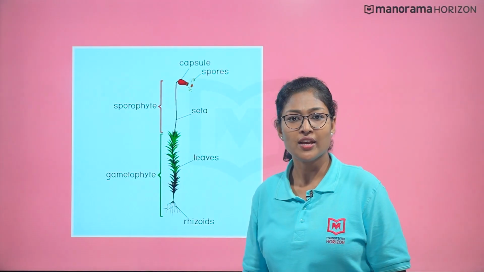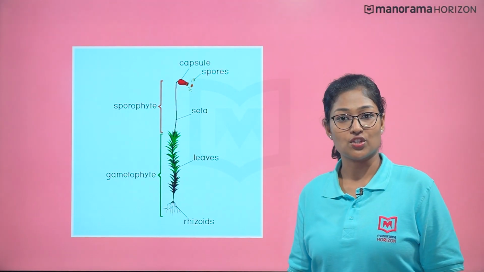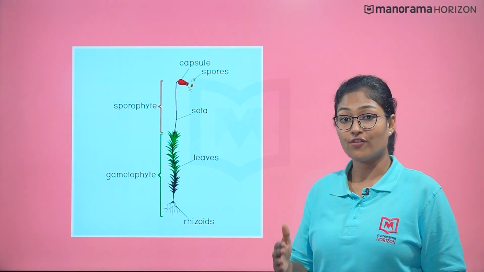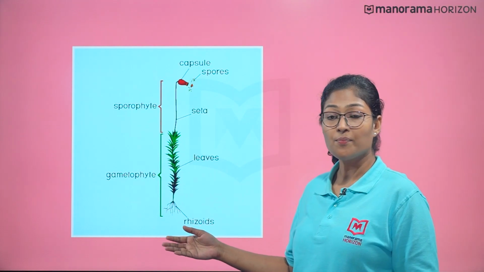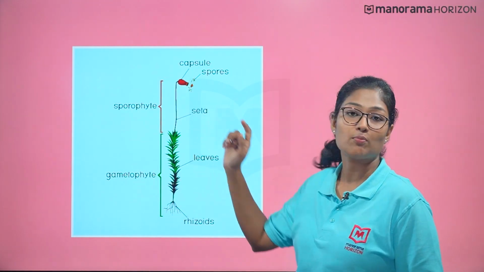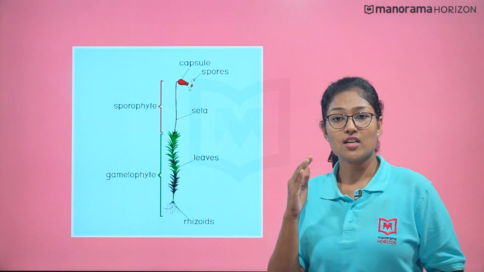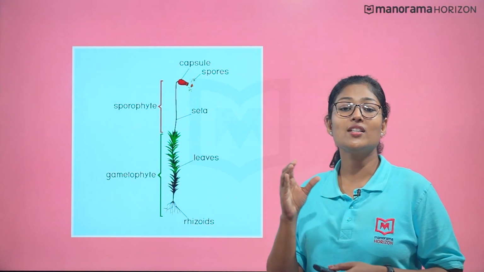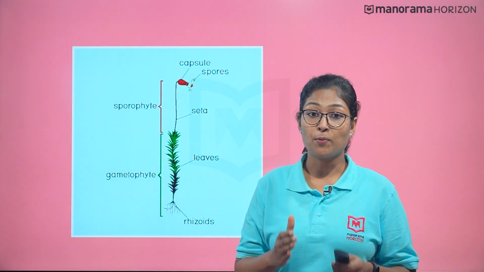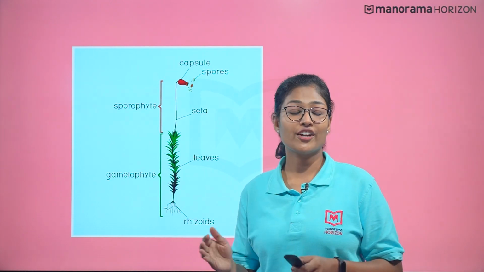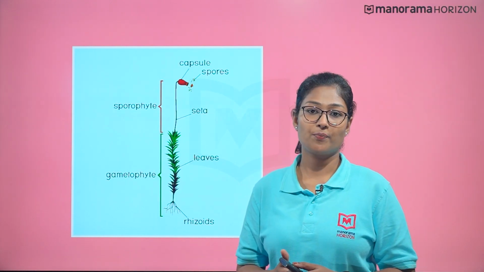Can you guess what happens after the growth? They get detached from the parent body and they germinate to form new individuals. In the case of sexual reproduction, the sporophyte is differentiated into a root, seta, and a capsule. After meiosis, these spores are produced within the capsule. The spores germinate to form free-living gametophytes.